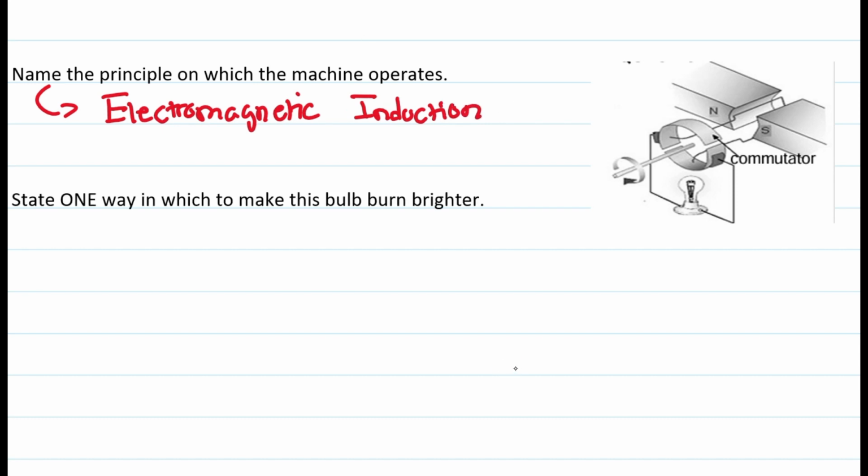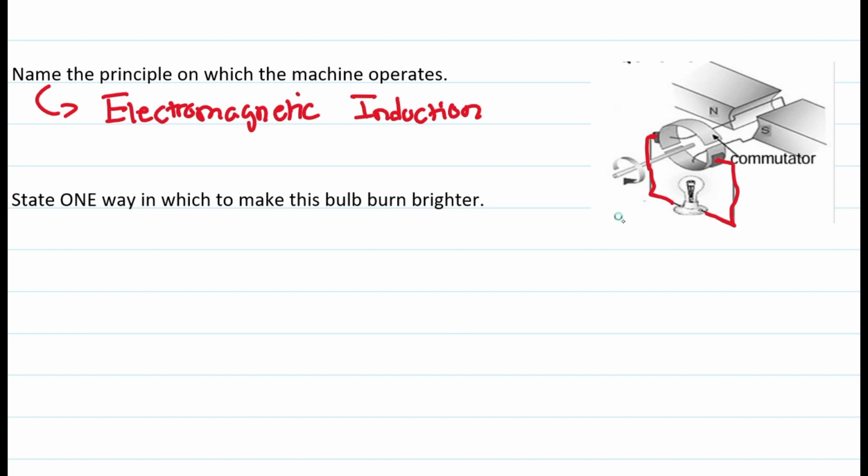Now here's another question. State one way in which the bulb can burn brighter. Remember the bulb is being connected to that coil through those brushes, so the bulb is an example of an external circuit. So how can we make the bulb shine bright? So there are several ways.